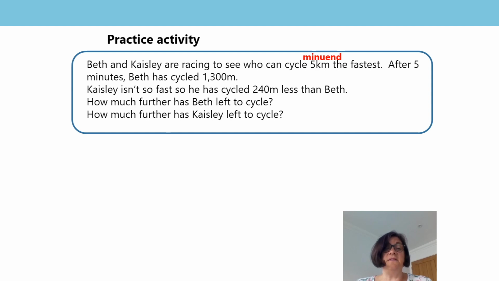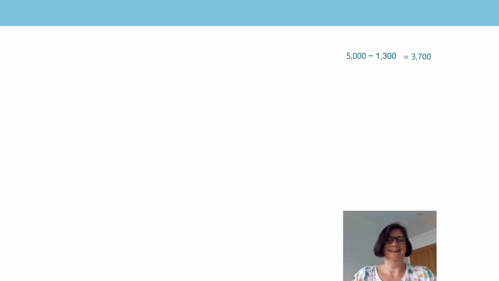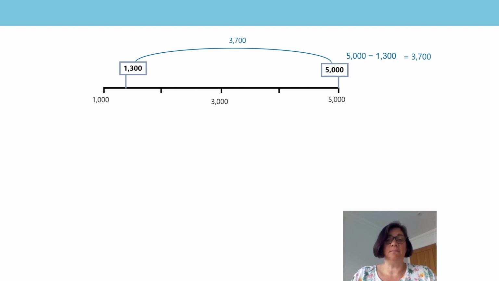Then I identified that the distance Beth has cycled, 1,300 metres, is the subtrahend. So I was able to put this information into an equation that let me calculate the difference. So first of all, I put Beth's journey onto my number line. I could then use this to work out how far Kaisley had cycled, which then let me know how far he'd left to go.